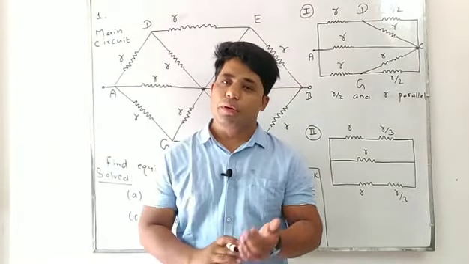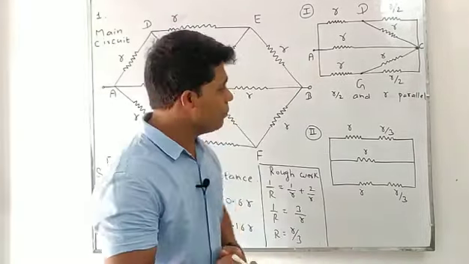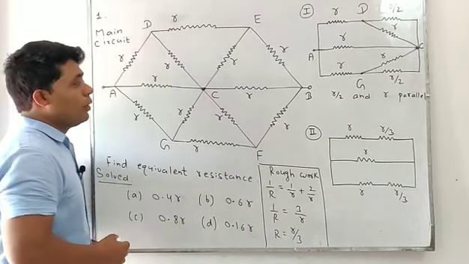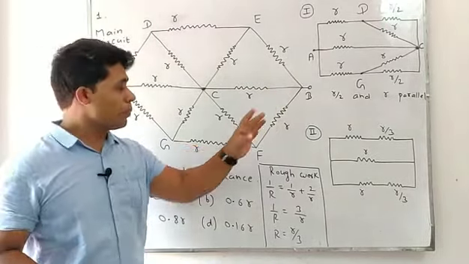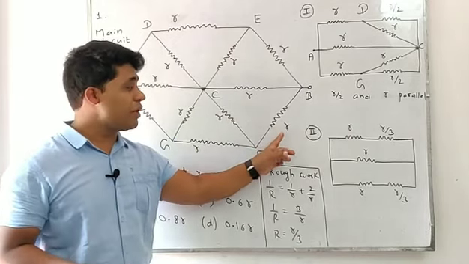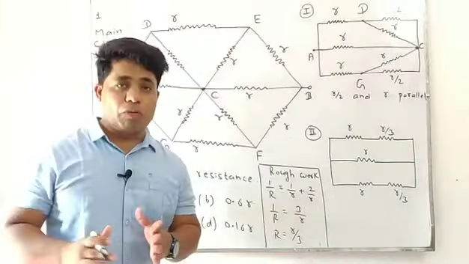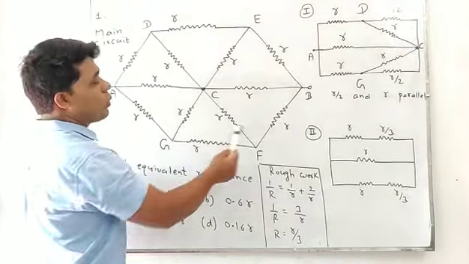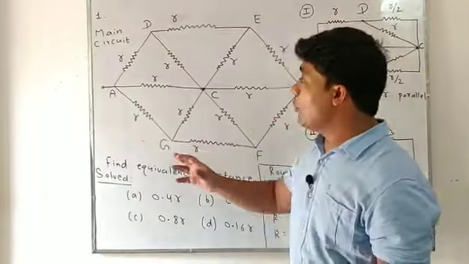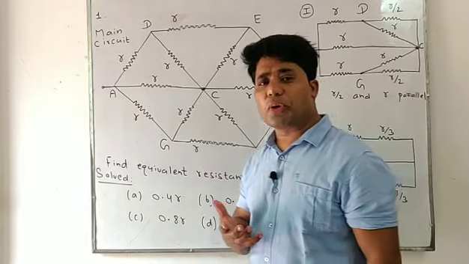Today we'll discuss some tricky questions based on resistance. Okay, so look students, come with me. Now we are given a circuit. Look at the circuit. Each side has a resistance of small r. Total we have 12 resistances, and we are asked to find the equivalent resistance between the A and B terminals. This is a tricky question.